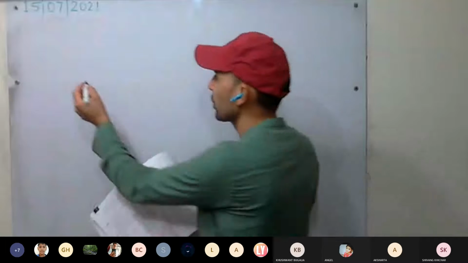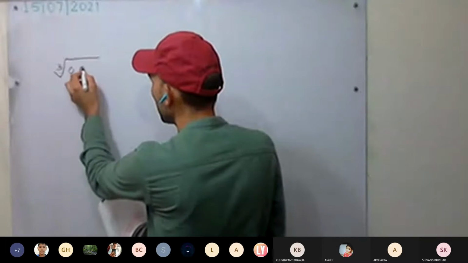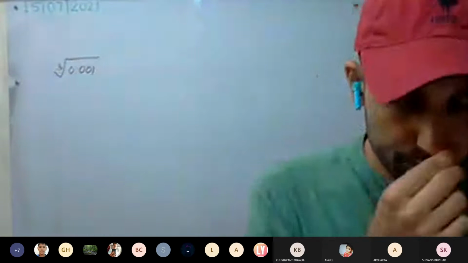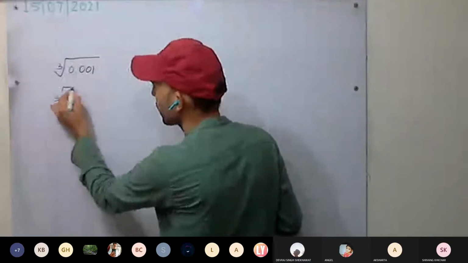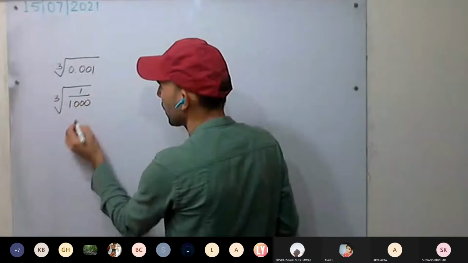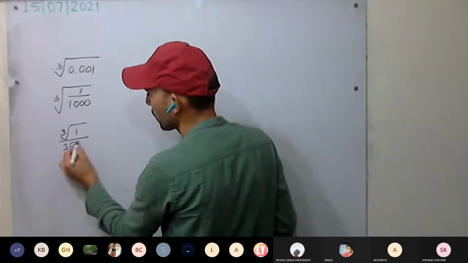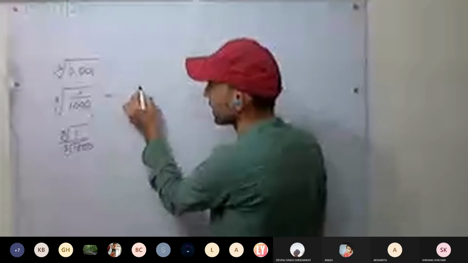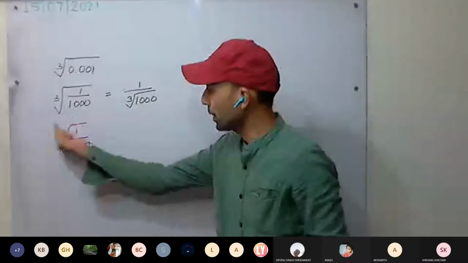Next one, cube root of 0.001. 0.001 we can write as 1 upon 1000. So we'll write it like this: whole cube root of 1 upon 1000. Cube root of 1 divided by cube root of 1000. This step is not necessary. We can write it like this: 1 divided by cube root of 1000 also. We can skip this one.